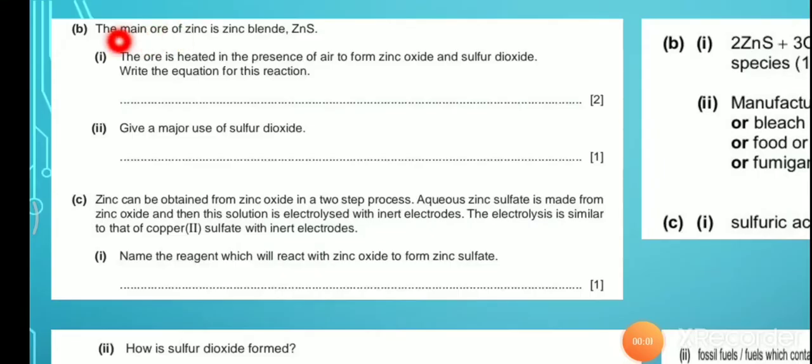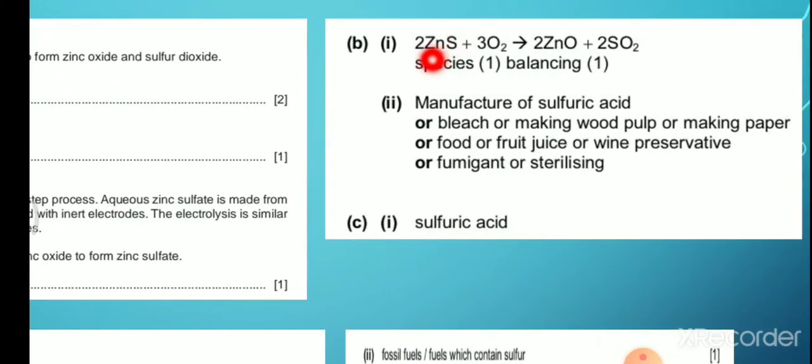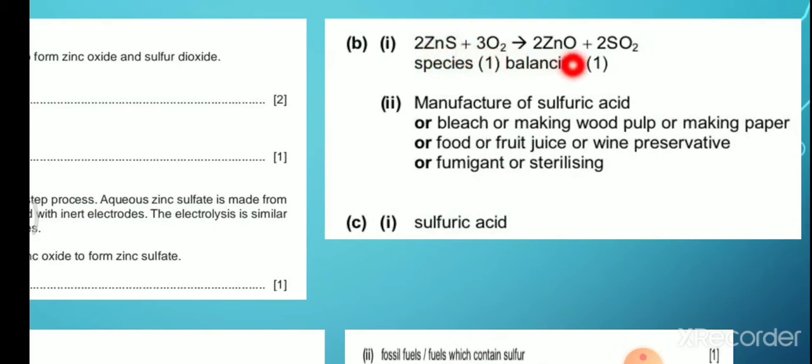Next question is, the main ore of zinc is zinc blende, that is ZnS. The ore is heated in the presence of air to form zinc oxide and sulfur dioxide. Write the equation for this reaction. So you should take ZnS, and air is nothing but oxygen, O2. ZnS plus O2 gives sulfur dioxide, already given here, SO2, plus ZnO. So this is the equation: ZnS plus O2 gives ZnO plus SO2.